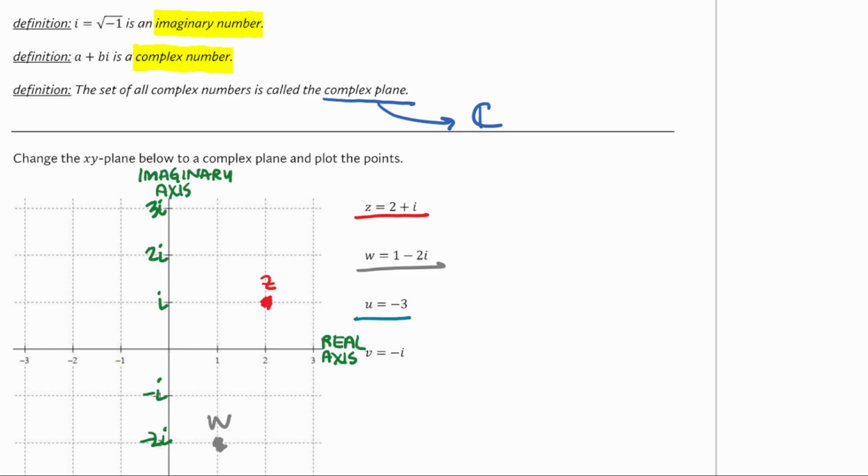u equals negative 3. That's just an old-fashioned real number. That's going to go on the real number line, so it'll be right there. And then v equals negative i. That's what we would call a purely imaginary number. It's just going to go down there, so it'll be on the imaginary axis. That's what we were calling v. Okay, so that's how we would plot points in the complex plane.